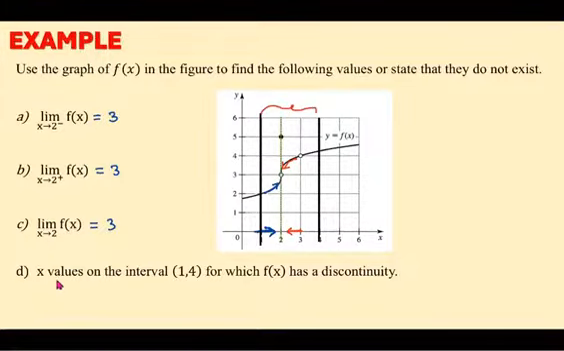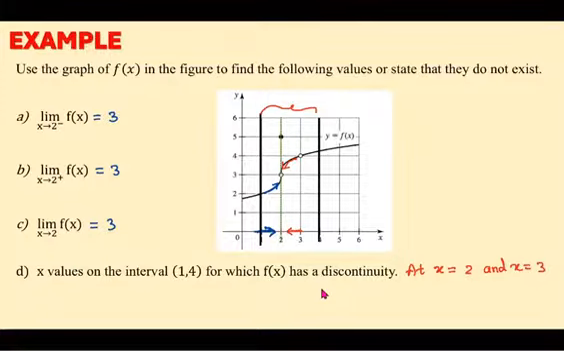In this interval, we have to find the values of x for which the function has a discontinuity. So we can see that there is a hole in the graph over here. So the function is discontinuous at x equals 2. And also there is a hole here. So the function is discontinuous here, that is also at x equals 3. So the function is discontinuous at x equals 2 and x equals 3.